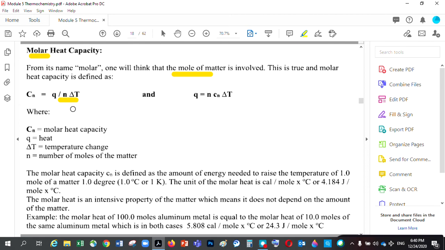Instead of M, we transfer the M into what? Into number of moles, using the molar mass or the atomic mass of the element or the compound. So now the heat is defined as N, the number of moles, multiplied by the molar heat capacity, multiplied by the change in temperature, correct? And the molar heat capacity, again, will be intensive, as I said.